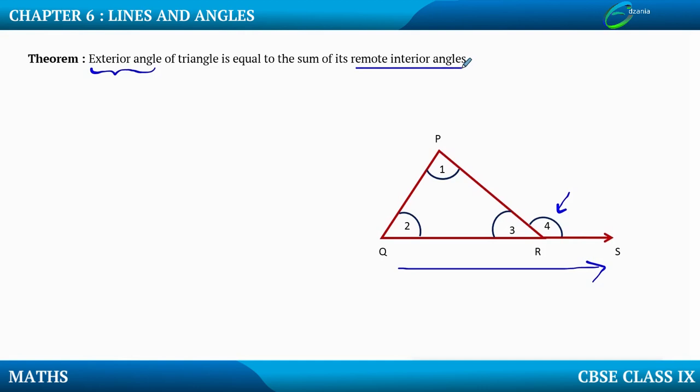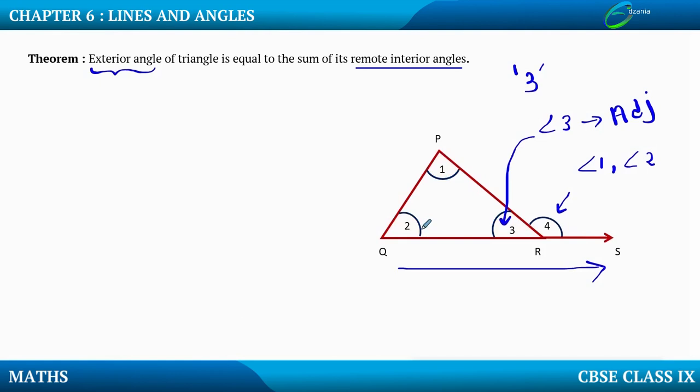Remote interior angles. Now try to understand what is the meaning of remote interior angles. There are total 3 interior angles: angle 1, angle 2, angle 3. But angle 3, which lies exactly besides angle 4, is called as adjacent interior angle. So angle 3 is nothing but adjacent interior angles. So which two angles remain? Angle 1 and angle 2. They remain. Then angle 1 and angle 2 are said to be remote interior angles. So angle 3 is not remote interior angle. Angle 3 is adjacent interior angle, and angle 1 and angle 2 are remote interior angles.